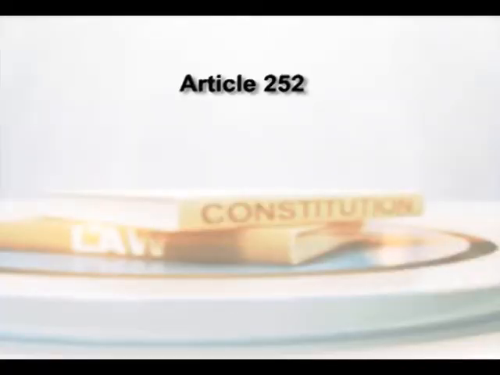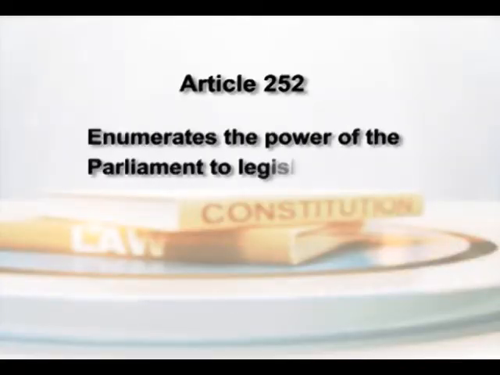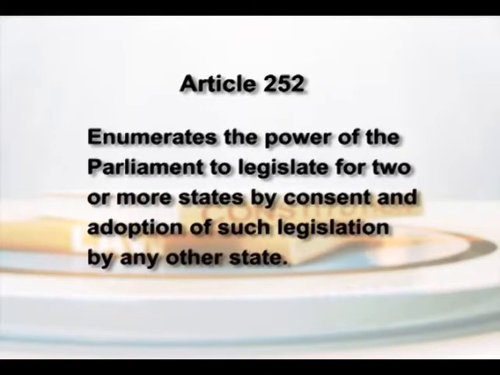Laws made by the Parliament shall prevail over the state laws. Article 252 enumerates the power of the Parliament to legislate for 2 or more states by consent and adoption of such legislation by any other state. Now, this power of Parliament extends to any other state also. Again, it is not conducive to form a federal state, federal country.